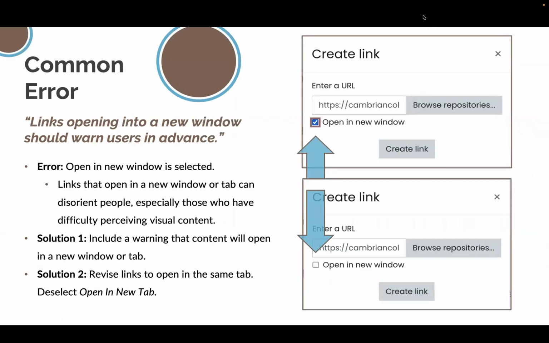Our next common error is links opening a new window should warn users in advance. Our solution is to include a warning that content will open in a new window. Our second solution is to revise links to open in the same tab. It is best practice to have links open within the same tab.